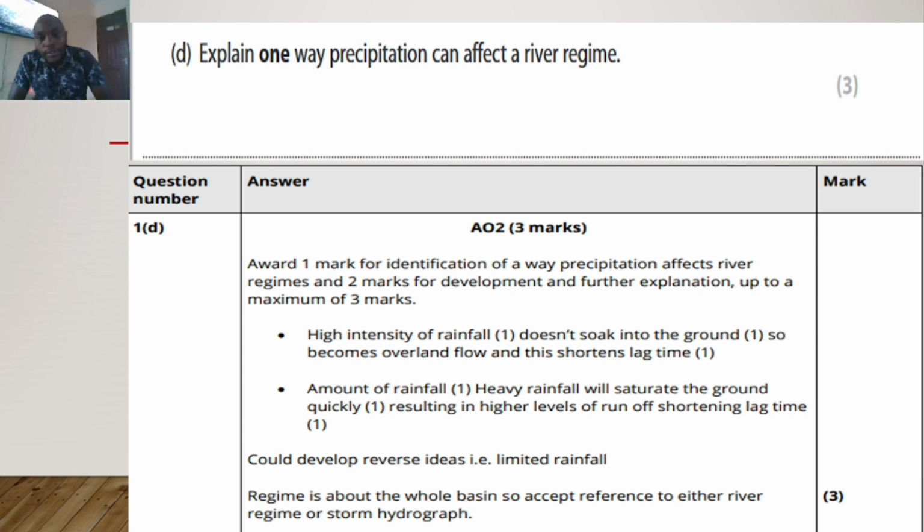Then amount of rainfall, as heavy rainfall will saturate the ground quickly, resulting in higher levels of runoff, shortening lag time. Amount of rainfall and high intensity of rainfall are actually almost the same thing.